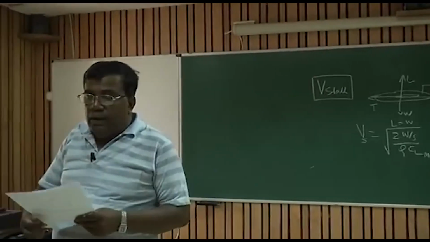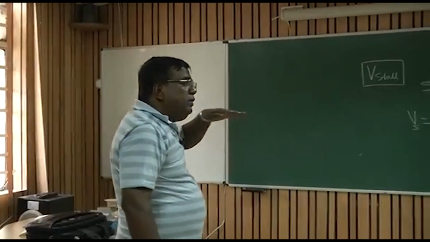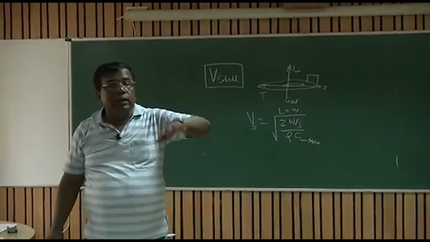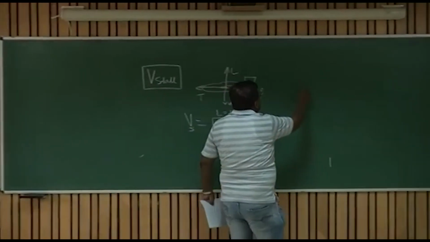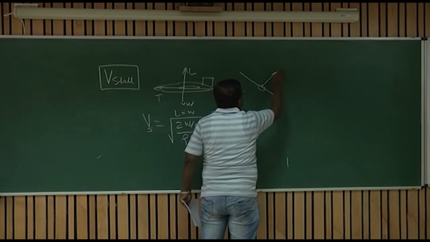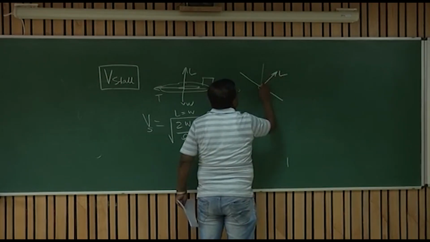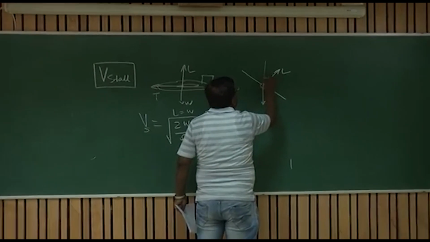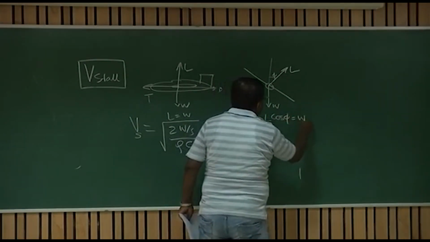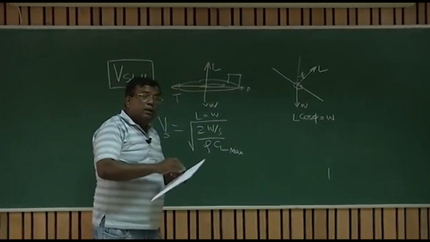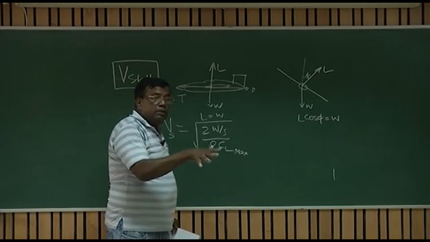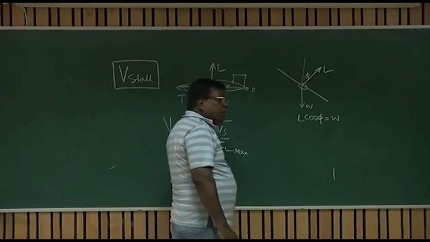But in practice, what happens? It's not that the pilot is always doing cruise. He does maneuvers. Let's say he's taking a turn. This is the lift, and let's say this is the weight, and this is phi. You know that L cos phi is equal to W. That is, he's trying to take a bank turn without losing altitude. He's not doing this, he's doing this. So this is a turn maneuver.